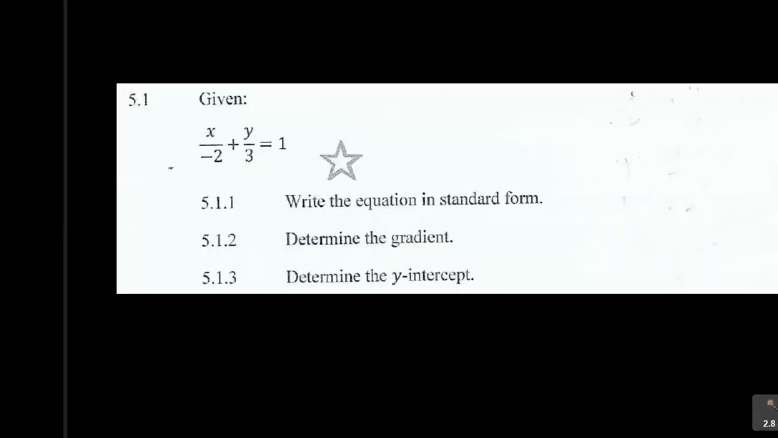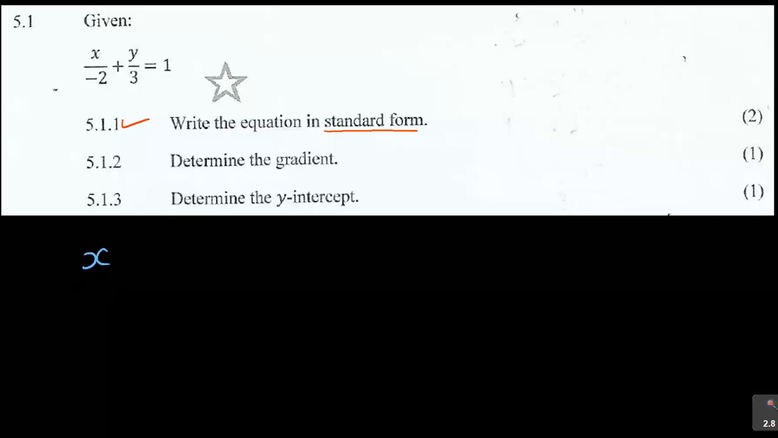Let's look at this question. They are saying you are given that equation, 5.1.1. Write the equation in standard form. So usually when you are writing it in standard form, you are writing it in this version. Let me write it down first. We are given x over minus 2 plus y over 3 is equal to 1.